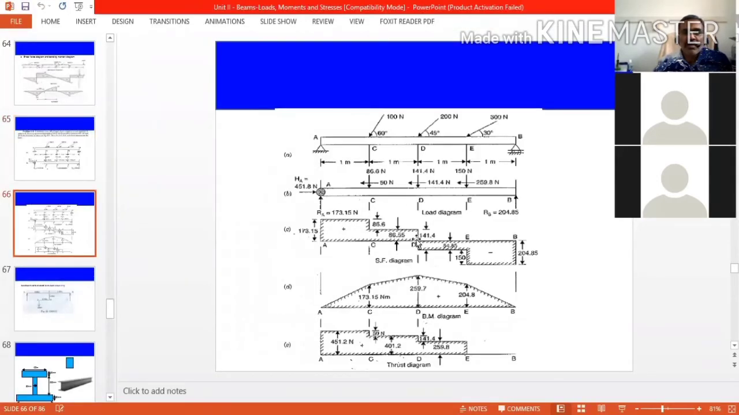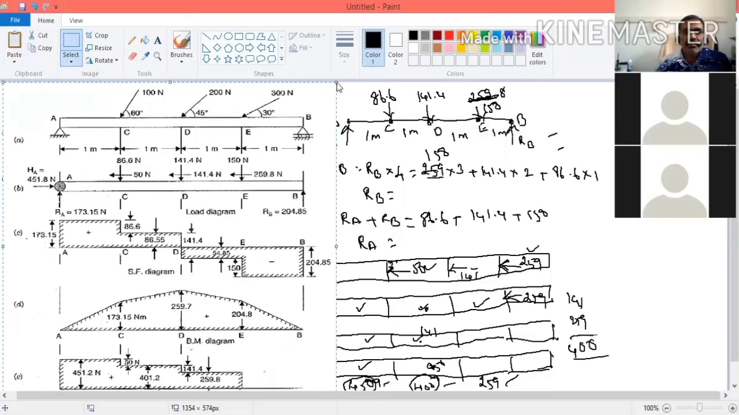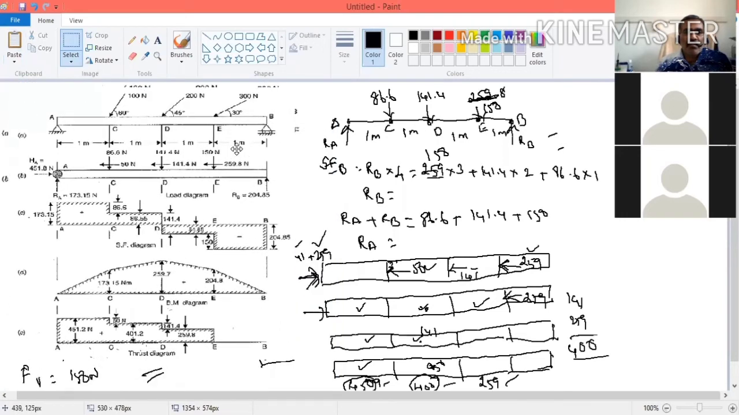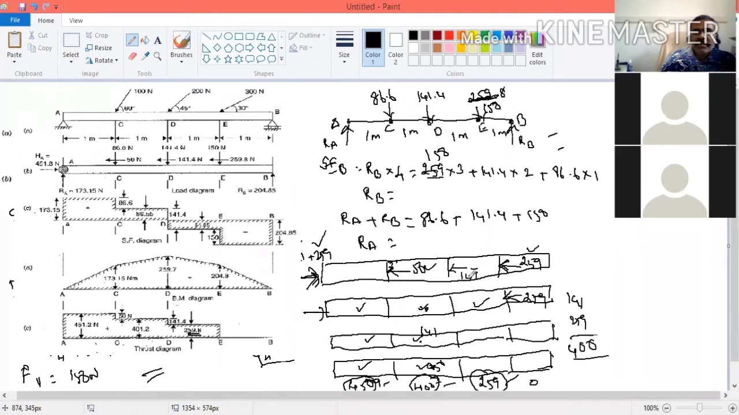Now, this is the shear force and bending moment diagram. See the axial force here. In section 3 it is 259. So in the last section there is no force. Here the force is 0. Then in section 2 it is 400. Actually we did not add the decimals. If you add decimals it will come to 401. In the first section it is 450. You can see it here.